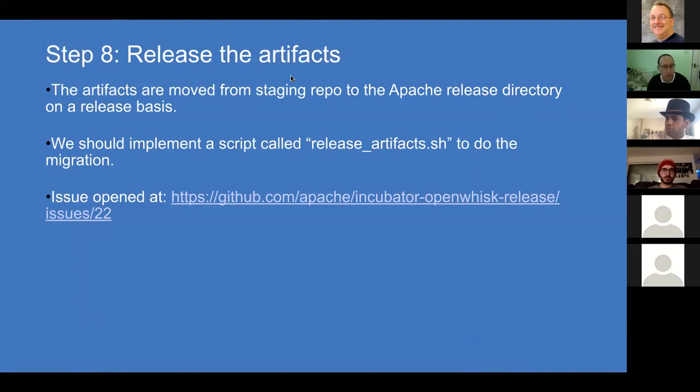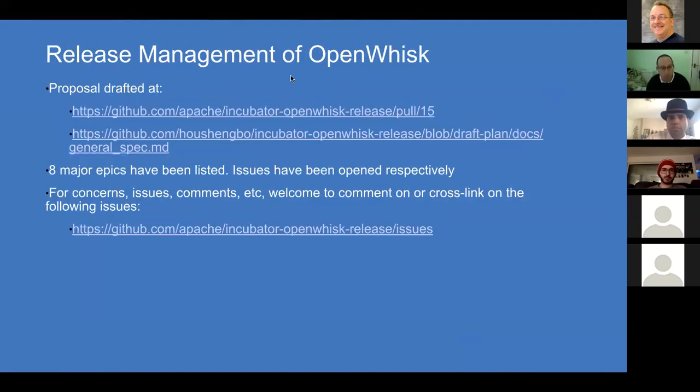Okay, I think after we are done with those 8 steps, those major steps, we should be able to reach the stage of a feature release for OpenWhisk. And I think this presentation is based on the draft you can find online here, at least in the repo of release. And as I said, these are the 8 major epics we have identified.